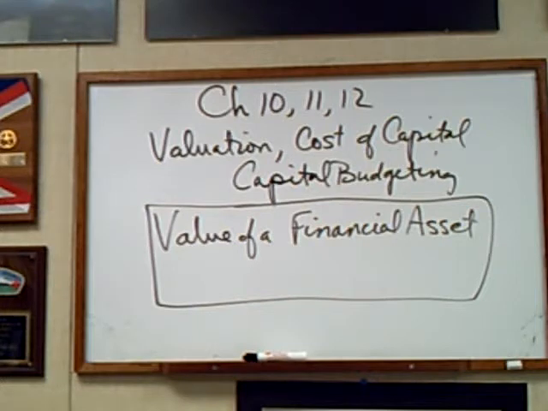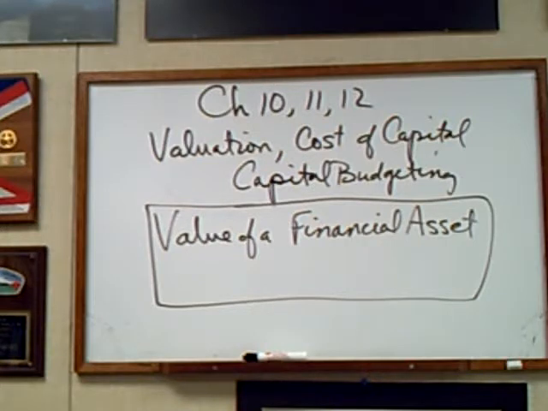Today we're going to look very quickly at chapters 10, 11, and 12 on valuation, cost of capital, and capital budgeting. We're going to look at what the value of a financial asset is, and all of this keys on the time value of money, that information that you've acquired in chapter 9. That's pretty important. Dig into it. Keep working at it. Chapter 9, time value of money.